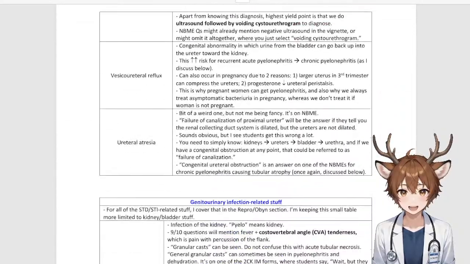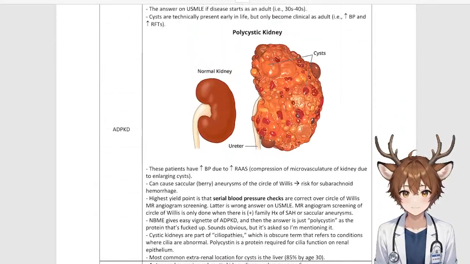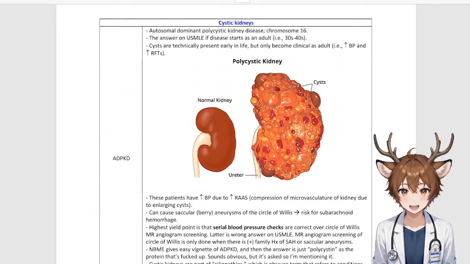Now we're talking about cystic kidneys. Cystic kidneys on page 92.